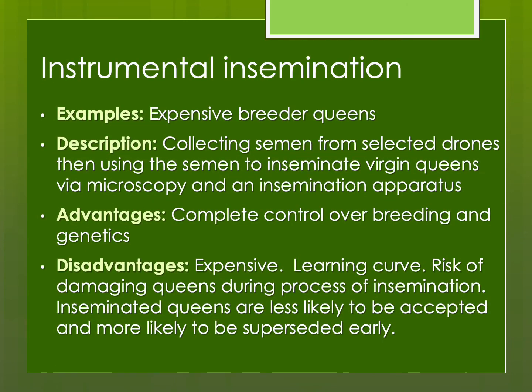Instrumental insemination, we use that for breeder queens. Semen is collected from selected drones, and then that semen is inseminated into virgin queens using microscopy and a special insemination apparatus. You have complete control over breeding and genetics. You know exactly what genetics are going into your queens. But it is expensive, and there's certainly a learning curve. If you're not careful, you can damage the queens.